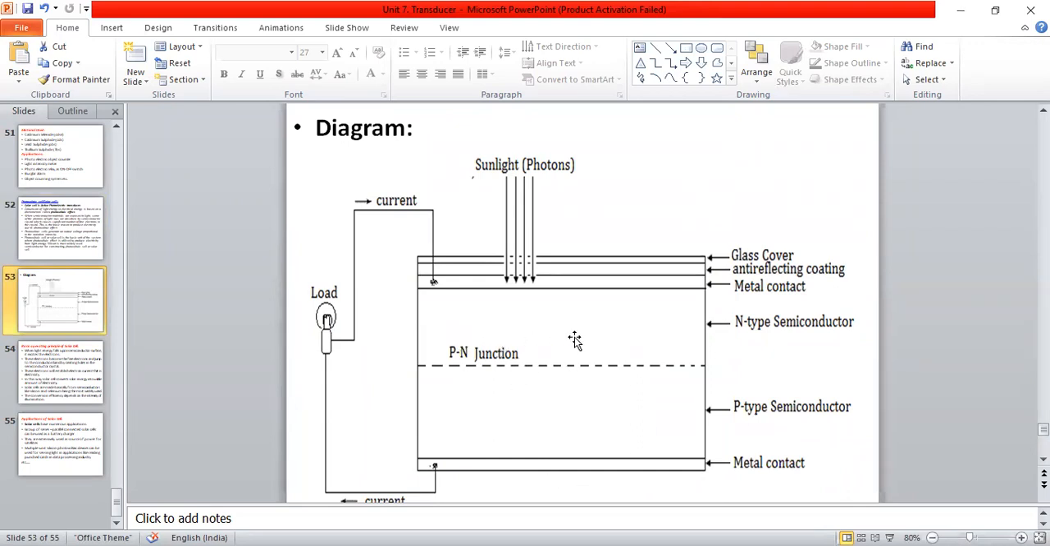Listen carefully. This one is the N type of semiconductor. This one is the P type of semiconductor. In between this P and N, what is there? There is one junction, and this dotted line is the depletion layer we are going to call. Yes, depletion layer.